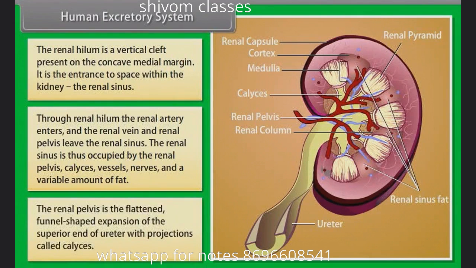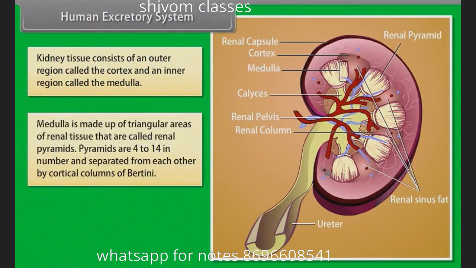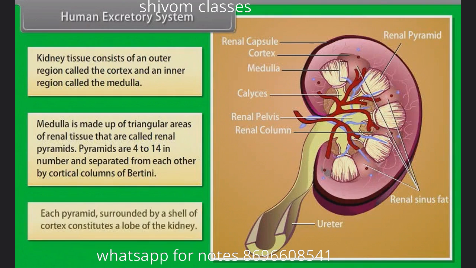The renal pelvis is the flattened, funnel-shaped expansion of the superior end of the ureter with projections called calyces. Kidney tissue consists of an outer region called the cortex and an inner region called the medulla. The medulla is made up of triangular areas of renal tissue called renal pyramids. Pyramids are 4 to 14 in number and separated from each other by cortical columns of Bertin. Each pyramid, surrounded by a shell of cortex, constitutes a lobe of the kidney.